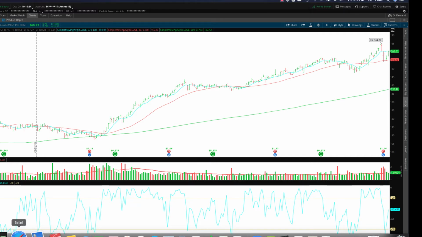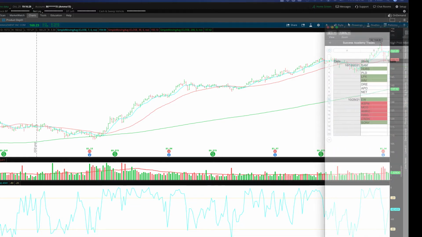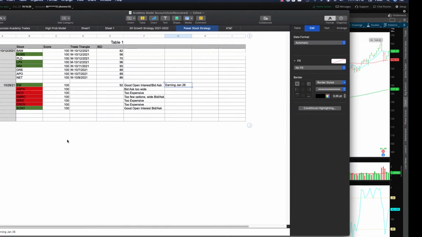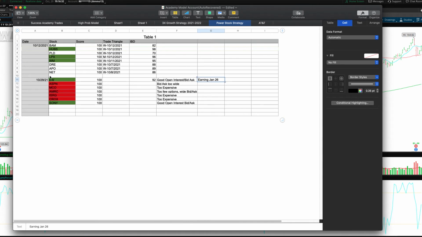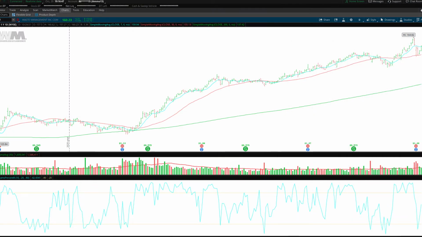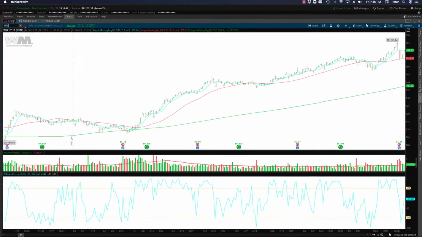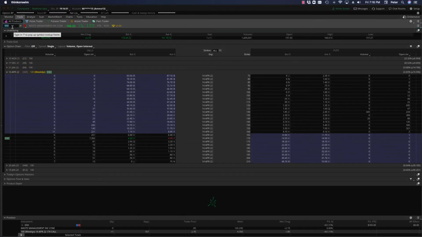Now, I did do a sift through some Market Club options. I did it about 10 minutes before we got in here. There were a lot more, but this is what I came up with. And all the reds, you can see, the bid ask was too wide, too expensive, too few options. Let me show you what I'm talking about there. So let's go to ASPN. That was the first one. Go to my trade tab, ASPN.